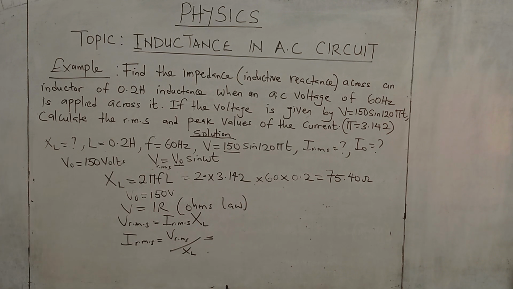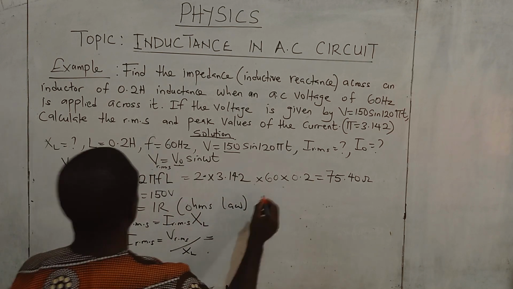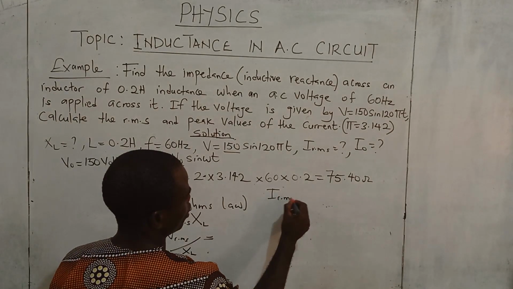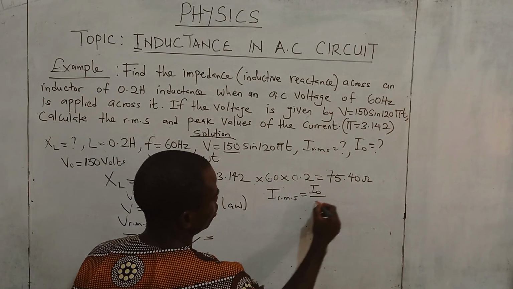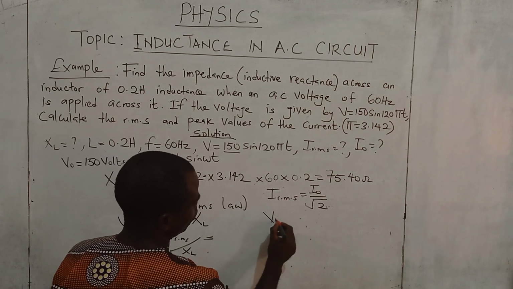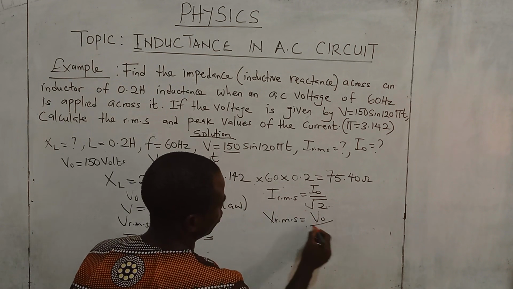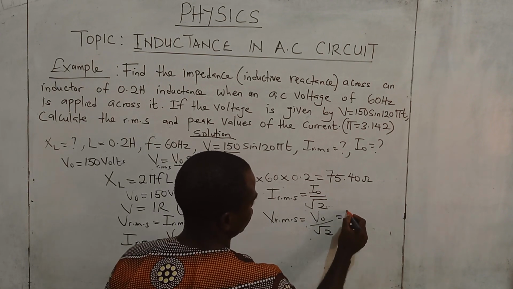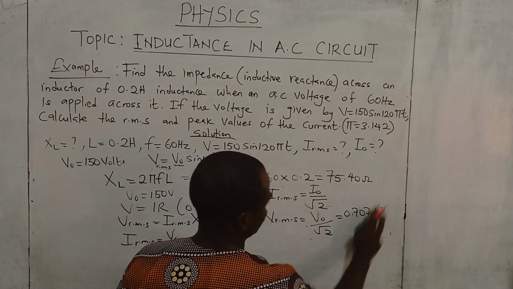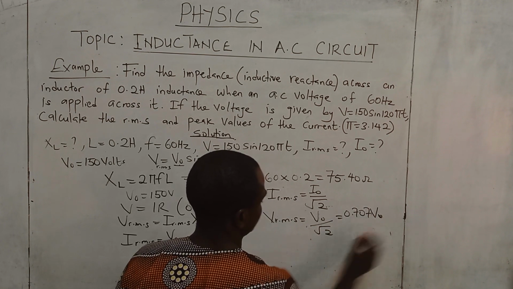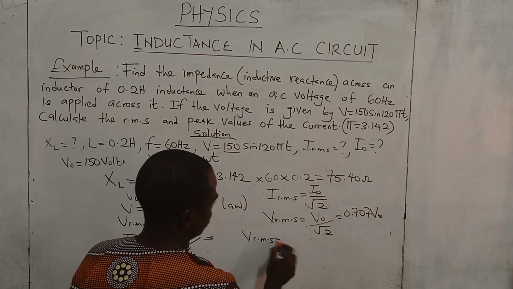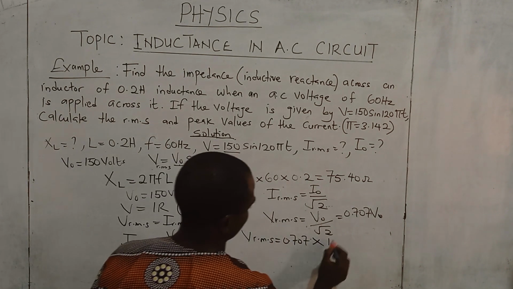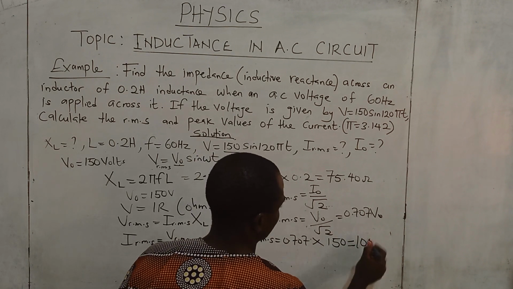But we don't have V root mean square. From here, we have to write an expression, a particular formula, that says I root mean square equals I naught, the peak current, over root 2. The same thing we have for V root mean square. V root mean square equals V naught over root 2, which is 1 over root 2, that is 0.707 times V naught. Now, V root mean square, when you multiply 0.707 by V naught, which is 150, you have 105 volts.